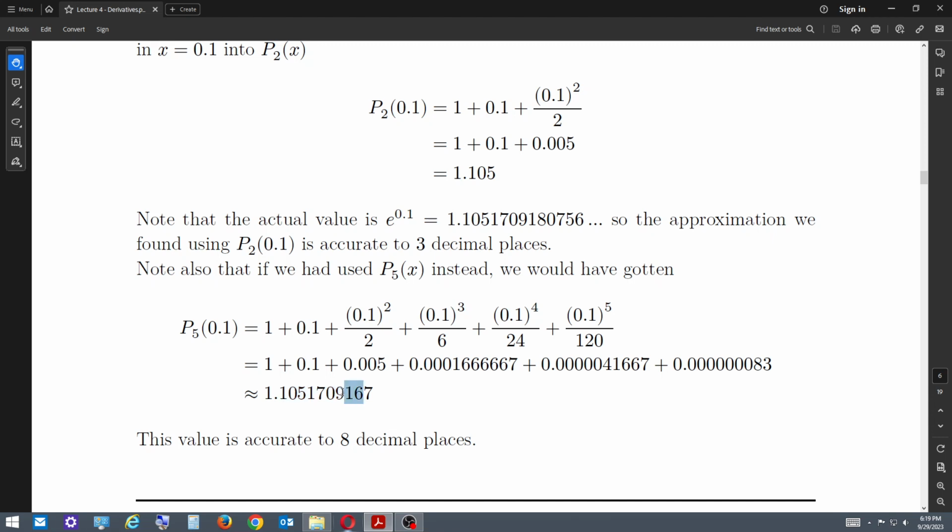Because, for example, if I went to 9 decimal places, this would end in a 7 if I round it off. Whereas this would end in an 8, which is different. The exact value should be an 8, but this would give me a 6 or a 7 depending on whether you round off or not. So it's different there, it's different in the 9th decimal place, so we say it's accurate to 8 decimal places.